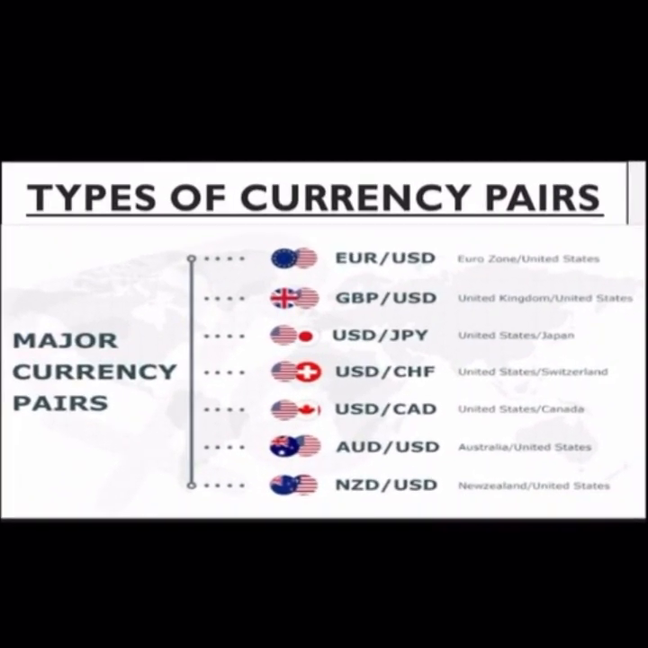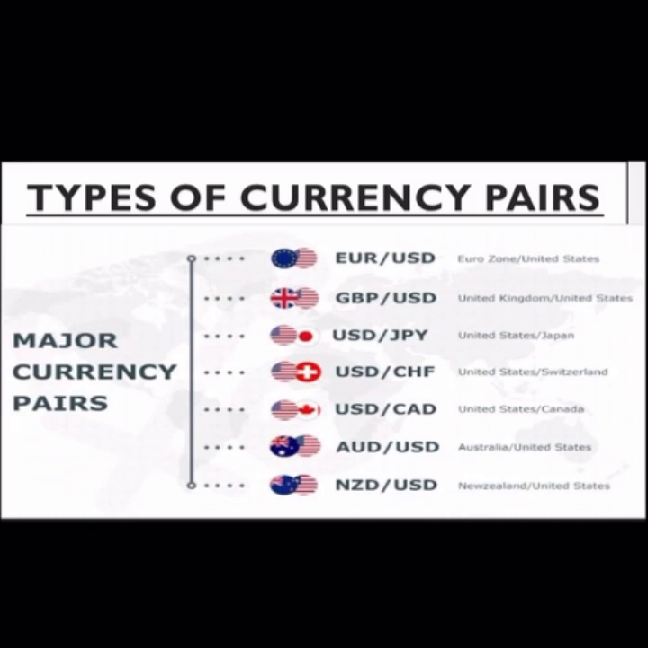Now, if you have understood that, you also have to understand that these currencies, like we said, are in pairs, and they have different types of currency pairs. Now, there are three different types of currency pairs. The first is known as major currency pairs. The major currency pairs are the most traded currency pairs in the Forex market, as you can see very obviously here. It is clearly shown in the picture.